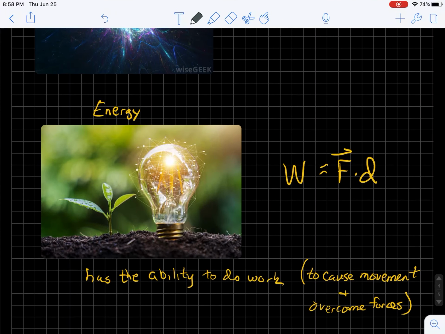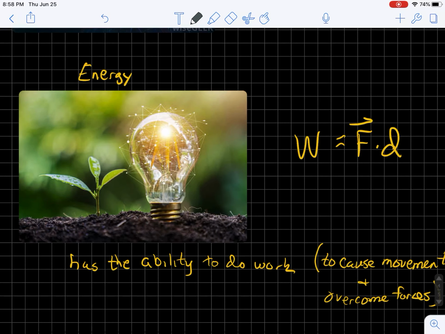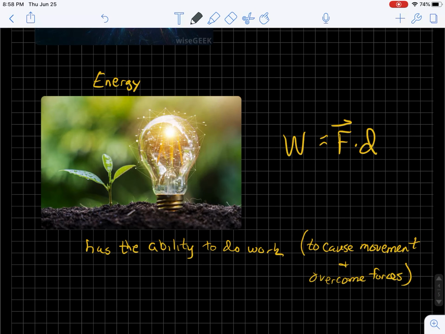In order to allow things to do work, remember from middle school physics, work is equal to force times distance. In other words, we're doing two things here. We're causing motion and we're overcoming forces. That's what we mean by it has the ability to do work. So without energy, we can't overcome forces. Everything would clump together. Without energy, we can't change or create motion.